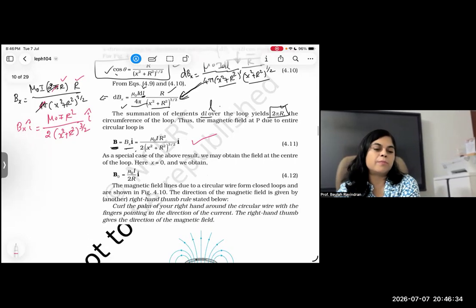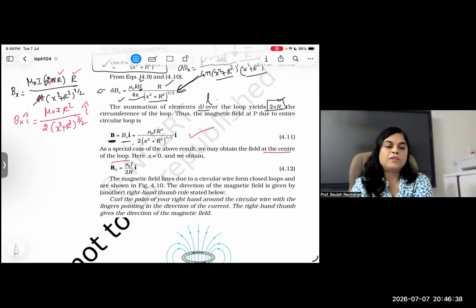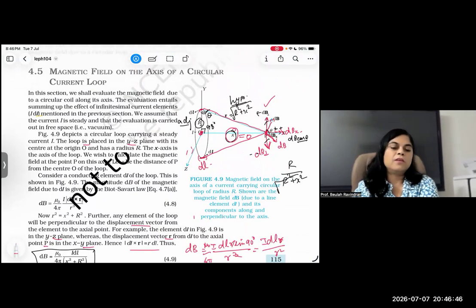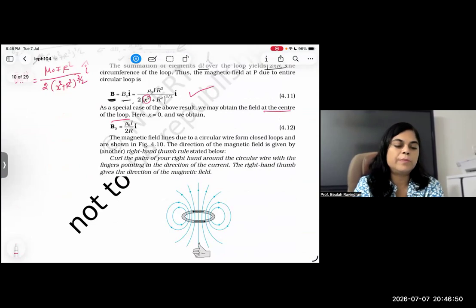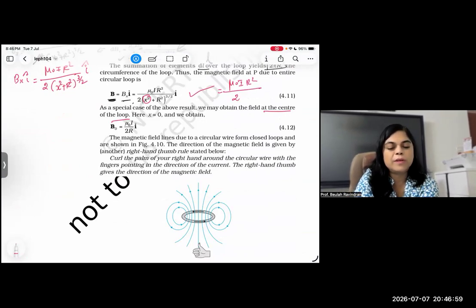We'll see some cases. Suppose you want to find the magnetic field at the center of the loop, you need to make this x as 0, right? If you place x as 0, then you can find the magnetic field at the center. So put x equal to 0. Then what will it be? If you put x equal to 0, mu naught I r square by 2 r square, the whole power 3 by 2.